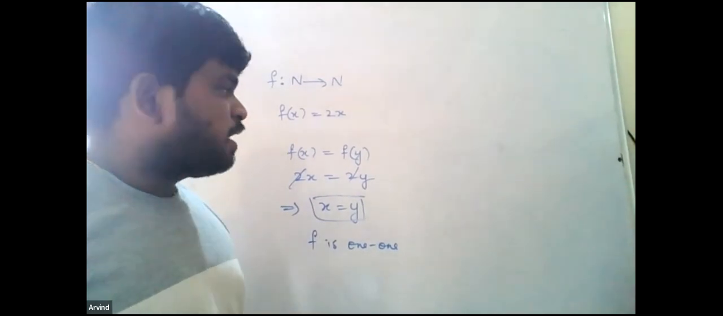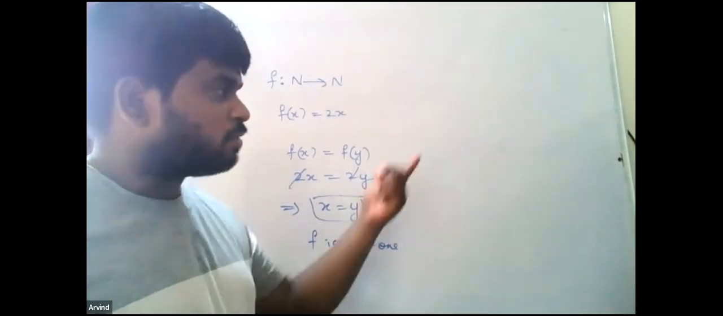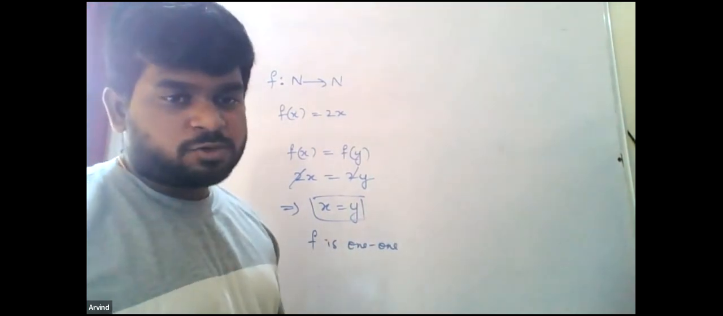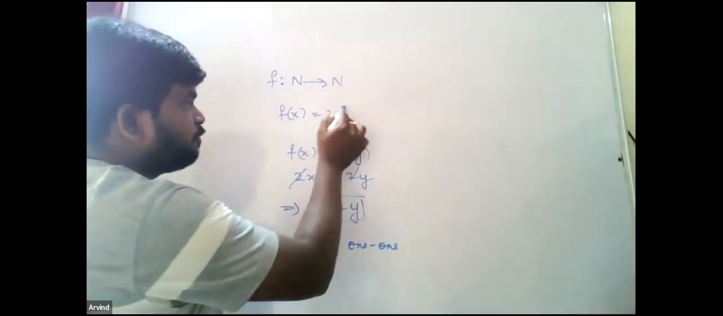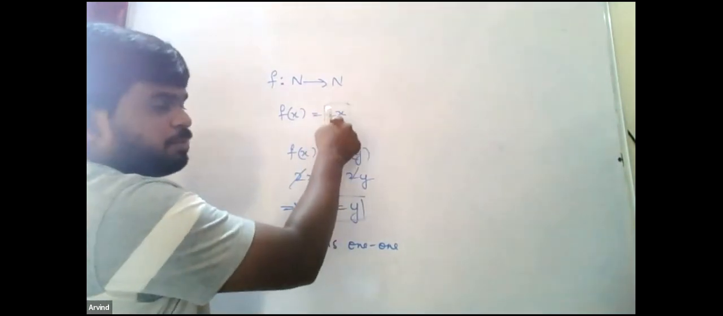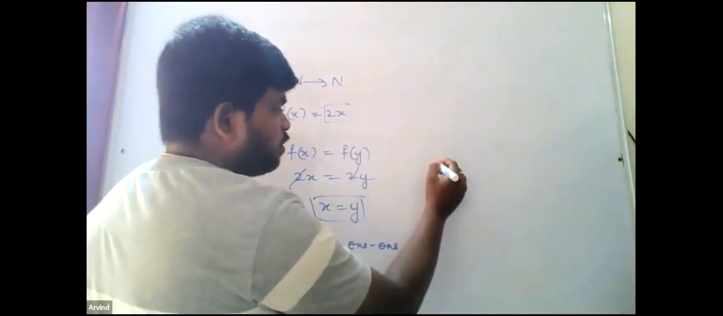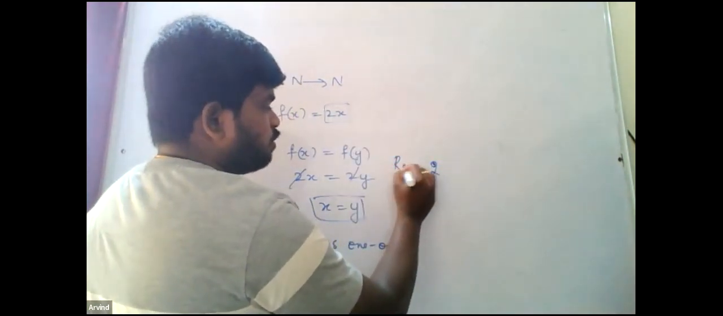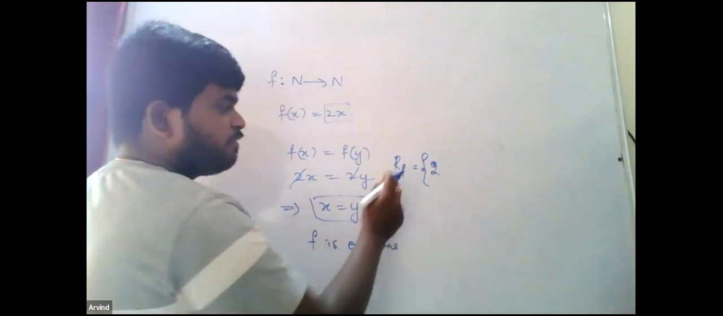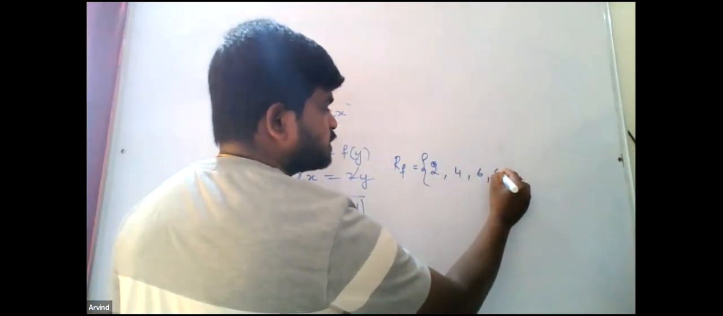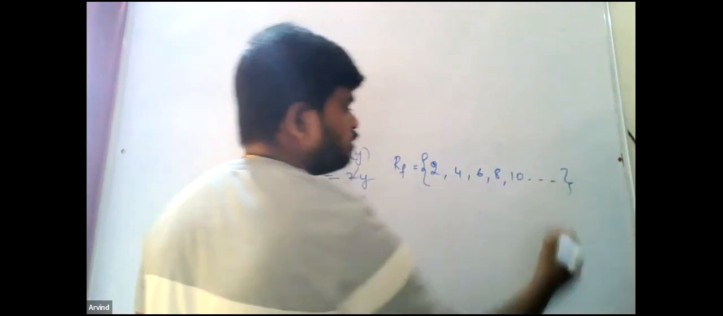Okay, f is one-one. That's all. Now that it is one-one, let's check whether it is onto or not. For that, the range and codomain should be the same. It is very simple. f of x equal to 2x means a multiple of 2, so you get only even numbers. For x equal to 1, you get 2. The range of the function, R f, is nothing but 2, 4, 6, 8, 10, and so on.